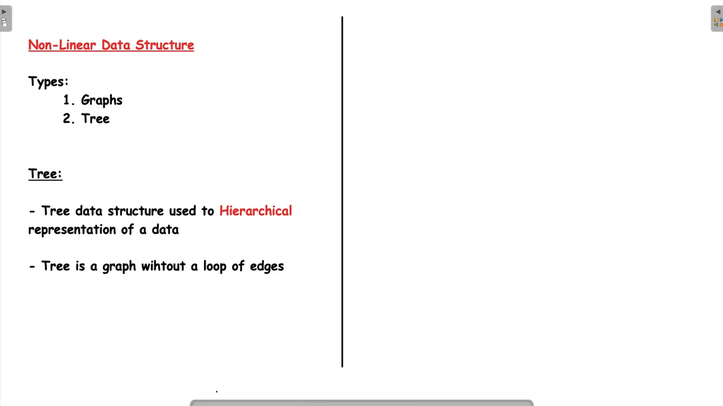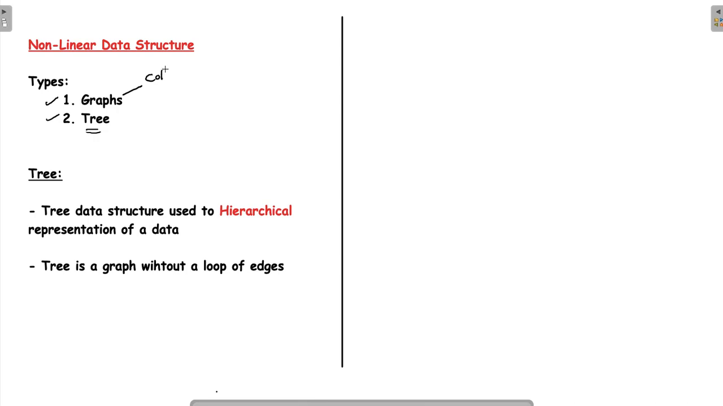The basic difference is, in the linear data structure we were accessing the data in a sequential way, that is, one after another. But in the non-linear data structure we will be storing our data level wise. So the non-linear data structure is categorized into two different types: graph and tree. We'll have a separate video series on the graph, and in this video we will be talking about the tree. But let us first understand what a graph is.